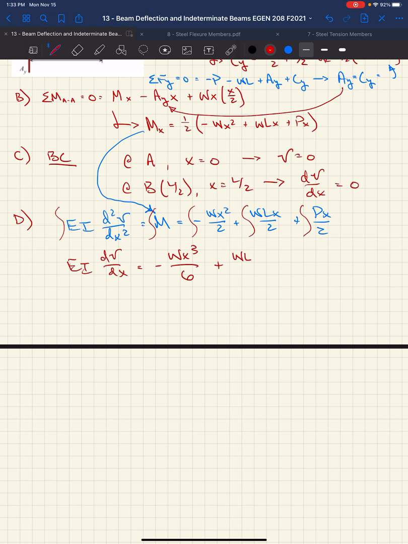Plus wLx squared over 4. Again, power rule. We have x to the first power. It's going to become x squared. We're going to divide by the 2 term now because we have x squared. 2 times 2 is 4. We get wLx squared over 4. Same thing happens with Px over 2. And as always, when we integrate, we get a constant of integration.